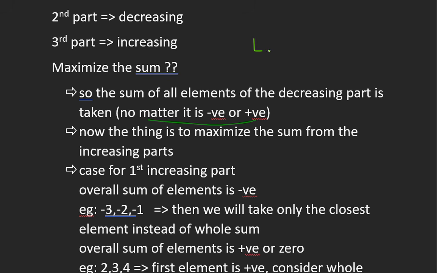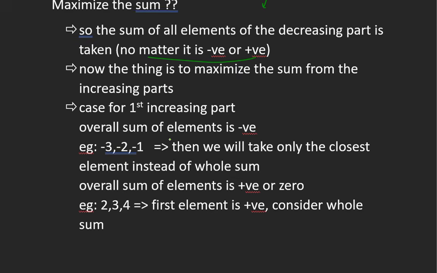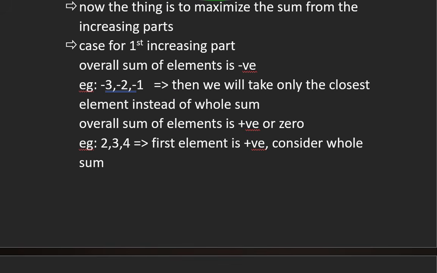So now if we'll see, earlier we have the increasing part, decreasing part, and again increasing part, but the decreasing part will be considered every time. So now to maximize the sum, we have to maximize the sum of the increasing parts, right? First increasing and second increasing part. So what are the possible cases for the first increasing part?